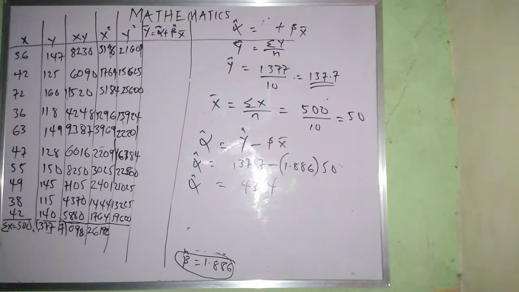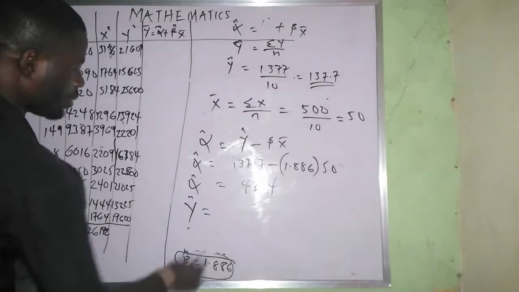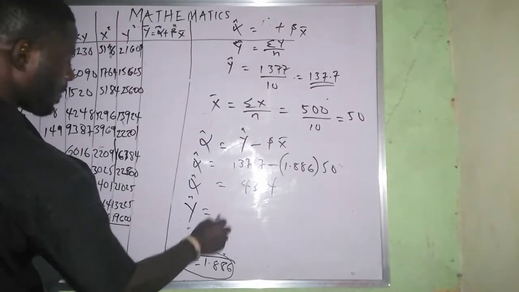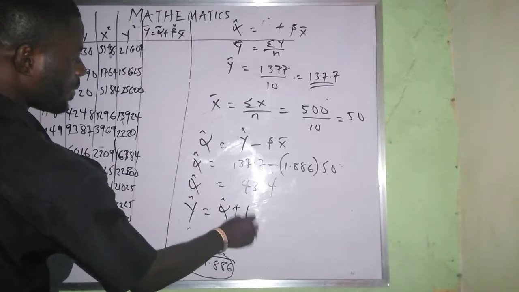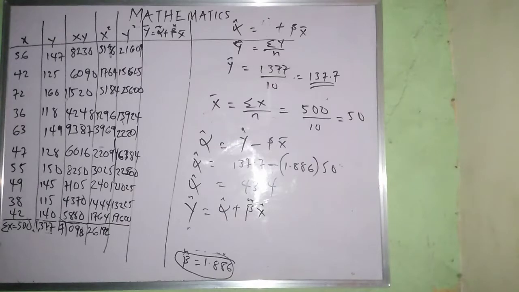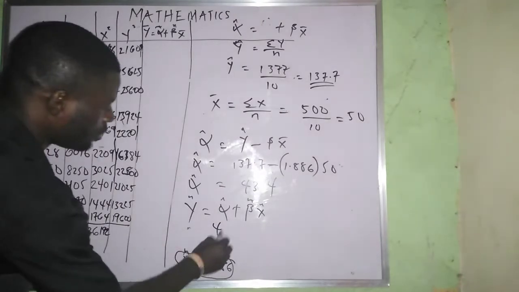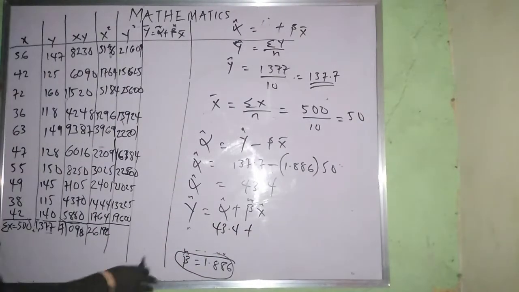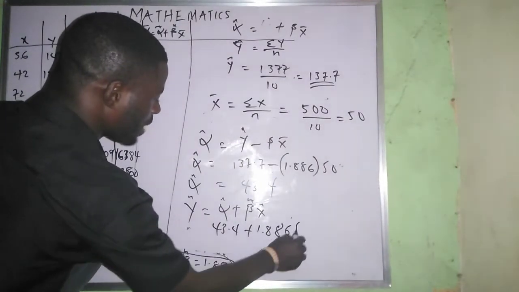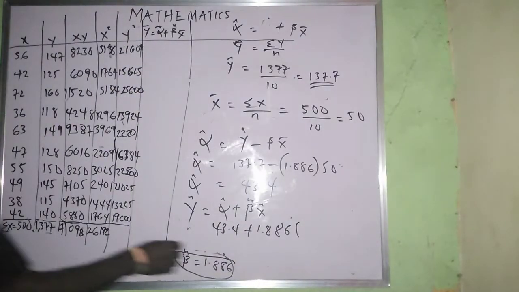Now, since I have that, it means I'll be having my y bar equal to alpha plus beta x bar. Now, since I have that, if I should do my calculation, I will sum it up, which I will be having 43.4 plus my beta is 1.886 bracket of x bar. My x bar is 50.